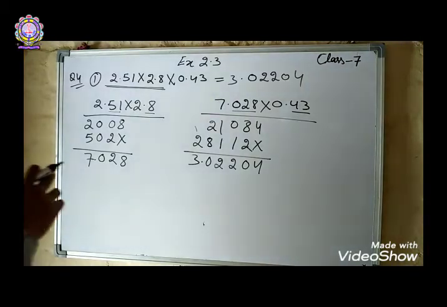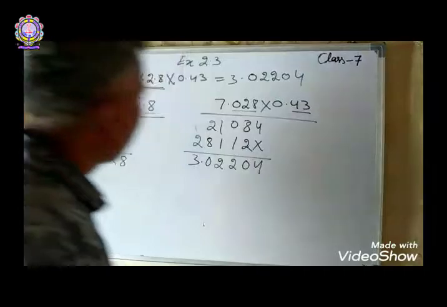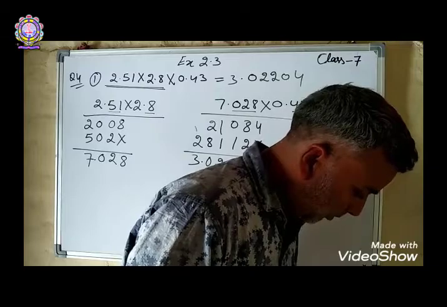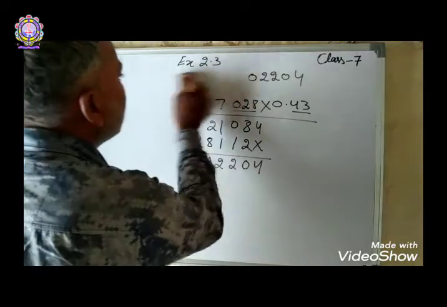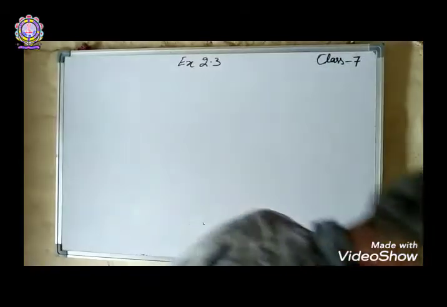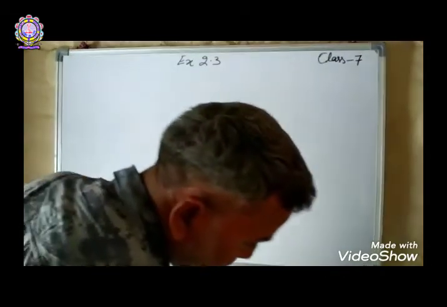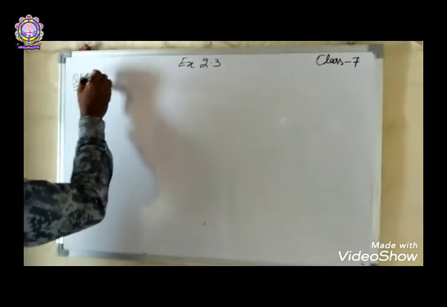So the first part I solved. The second part you solve yourself. Next question, question number 5. What is given in question number 5?